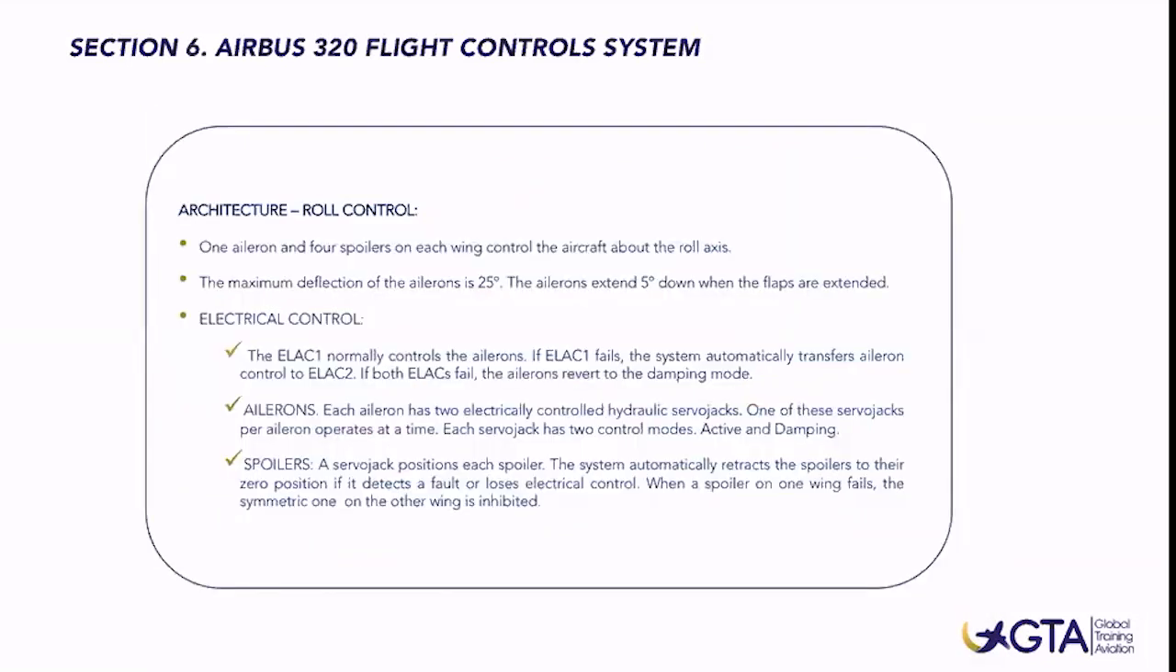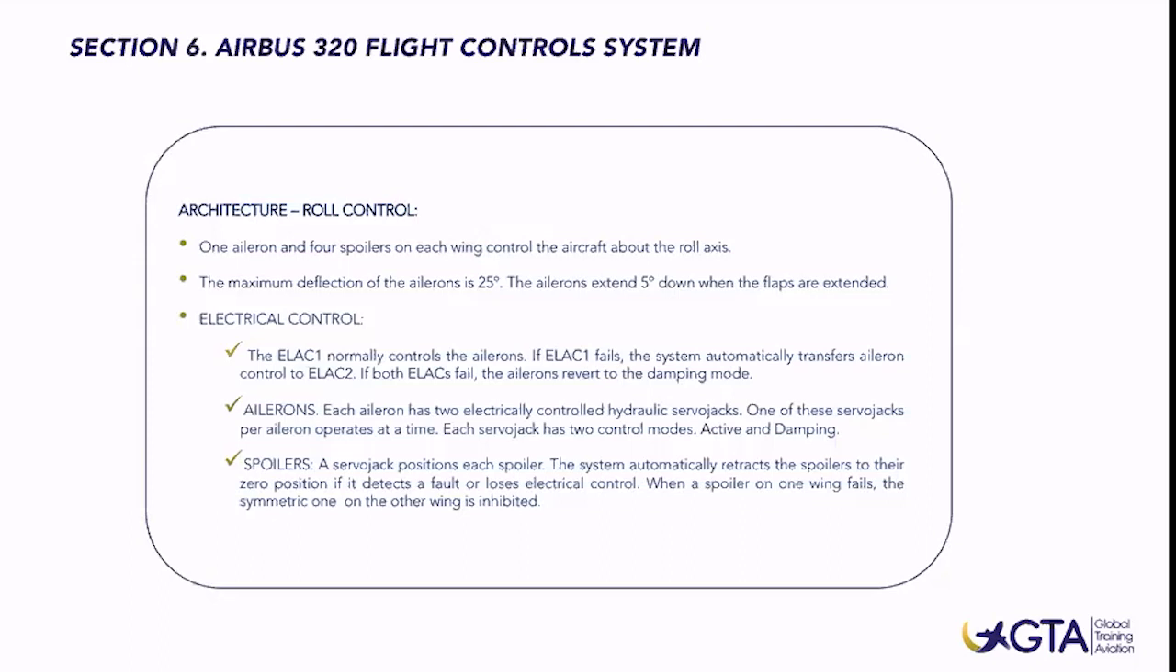Well, regarding our roll control on the A320, we have 1 aileron and 4 spoilers on each wing to control the aircraft about this roll axis. The maximum deflection of the aileron is 25 degrees, and the ailerons extend 5 degrees down when the flaps are extended, which is known as aileron droop. On the electrical control for these ailerons, the ELAC1 is our main computer to manage this electrical control for the ailerons.